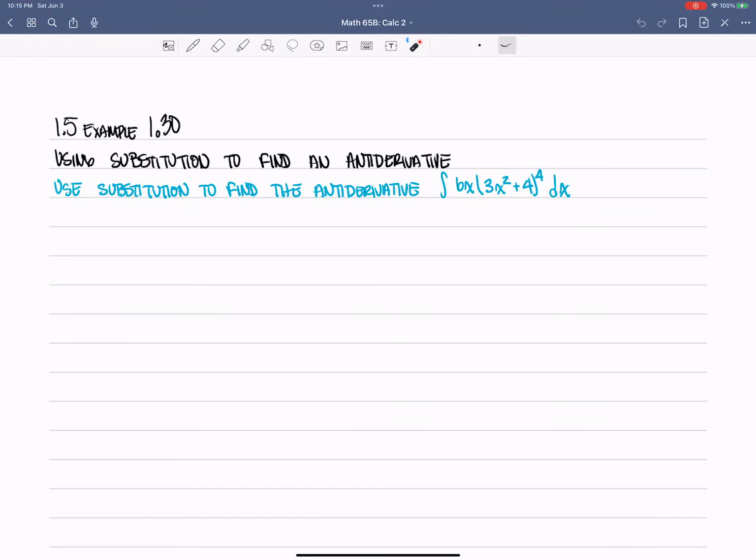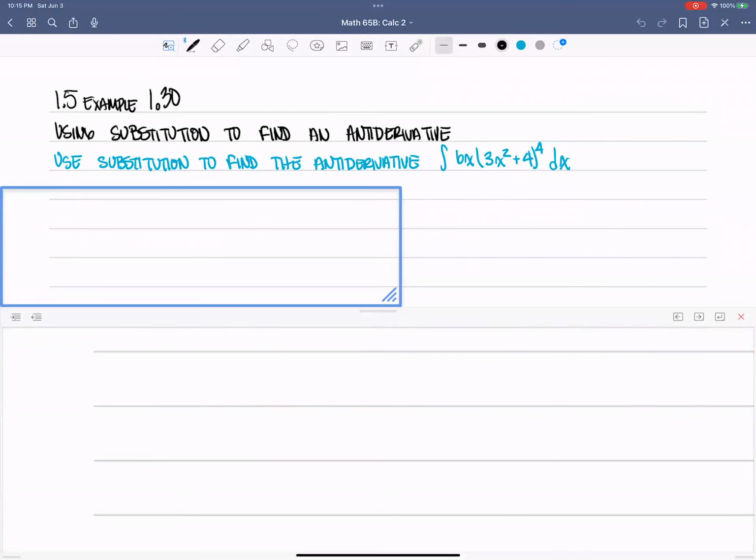Section 1.5, example 30, using substitution to find the antiderivative. So use substitution to find the antiderivative of this function. Let's start with the definition.